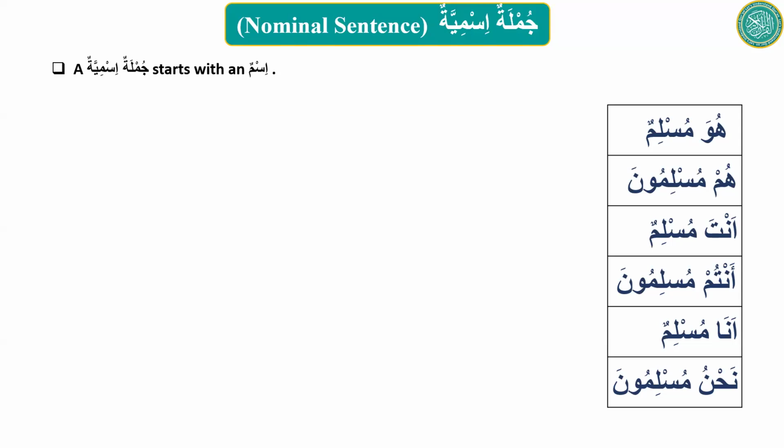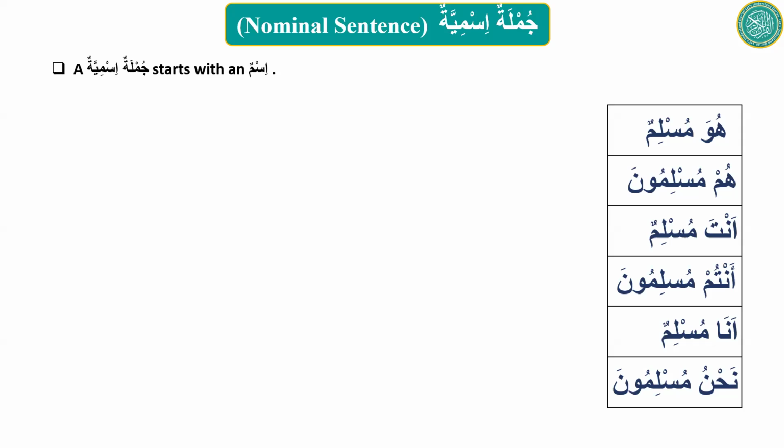Huwa Muslimun. You should know the meaning too. Huwa means he. Muslimun means a Muslim. He is a Muslim. Huwa Muslimuna. They are Muslims. Anta Muslimun. You are a Muslim. Antum Muslimuna. You all are Muslims. Ana Muslimun. I am a Muslim. Nahnu Muslimuna. We are Muslims.